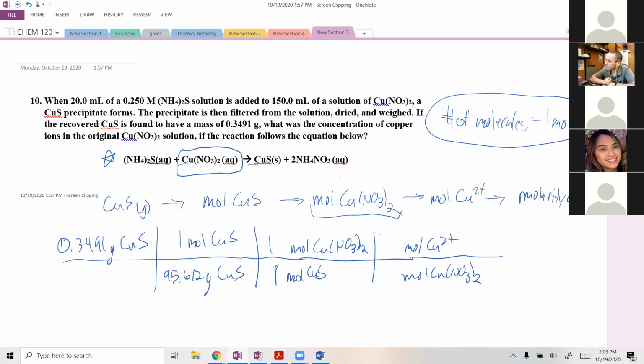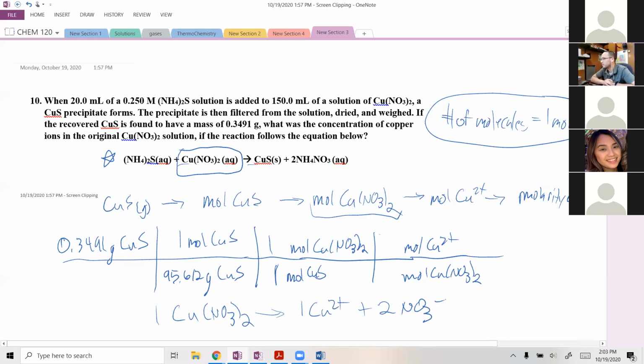Is it half because of Cu2+ and then it has to consider the sulfide as well? So if you have 1 of these, that should make 1 Cu2+ and 2 NO3 minuses. So our ratio should still be 1 to 1. It's still going to be 1 mole of copper nitrate makes 1 mole of copper 2 plus. It would be different if we were talking about our nitrate ions, because that would be 1 mole of copper nitrate makes 2 moles of our NO3 minus. And so that's where that ratio could vary, right?